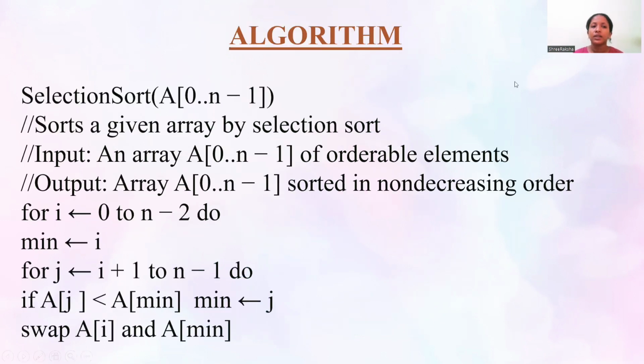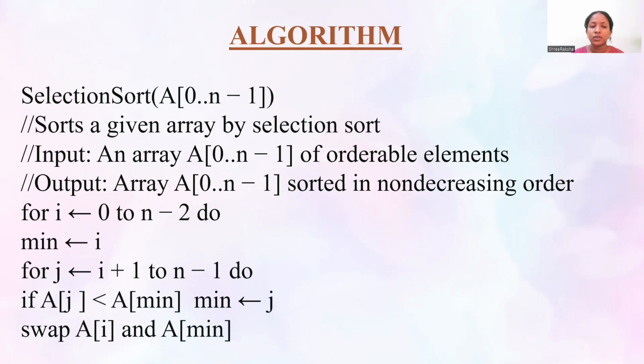Algorithm: selection sort. Let's consider an array A of size 0 to n minus 1. It sorts a given array by selection sort. Input: an array A of size 0 to n minus 1 of orderable elements. Output: an array of size 0 to n minus 1 sorted in ascending or non-decreasing order.